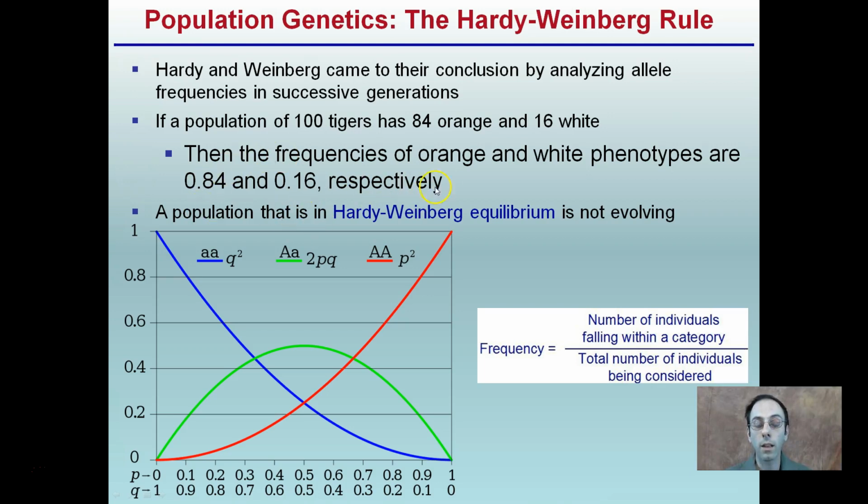Remember, a population that is in Hardy-Weinberg equilibrium is not evolving. So for the frequency, if there's not 100, you take the number of individuals and divide it by the total number of individuals being considered.